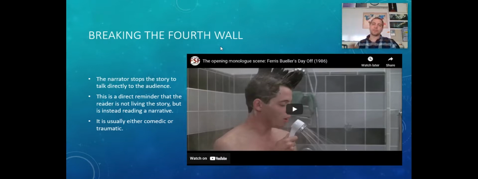Now, one of the choices you might make for your narrator is that they will do something called breaking the fourth wall. And this is when the narrator stops the story. All the action in the story stops. The narrator turns to the reader, reminds the reader that they're not in the movie, right? It pulls the reader out of the book, or it pulls the reader out of watching the movie and reminds them, yes, you are in fact just watching a movie. You're not living this story. And it can be either comedic or traumatic.